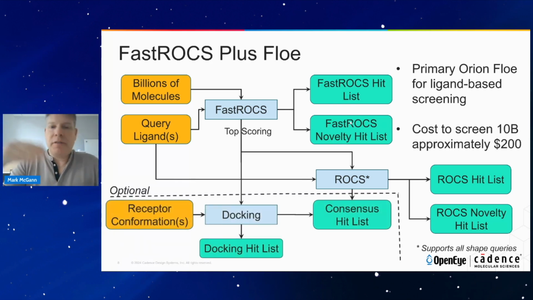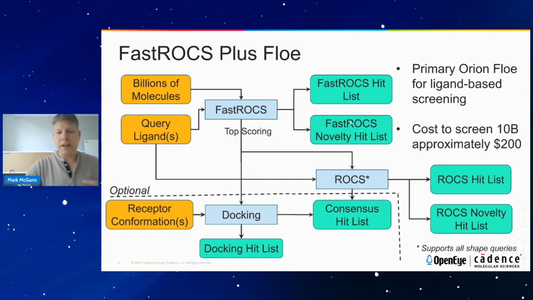Finally, there is an option in FastROCS Plus to also do some structure-based screening. If you are working with a project where you also have a receptor, we often call it a design unit, but it's the structure of a protein that you know you want to hit, you can optionally give this to FastROCS Plus. If you do that, it will also take the top molecules from FastROCS and dock them into that receptor conformation or design unit that you've given it, and it will produce a docking hit list. And it will also automatically produce a consensus list of the molecules that both ROCS and docking like.